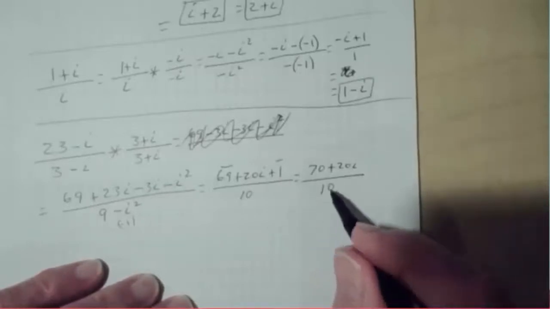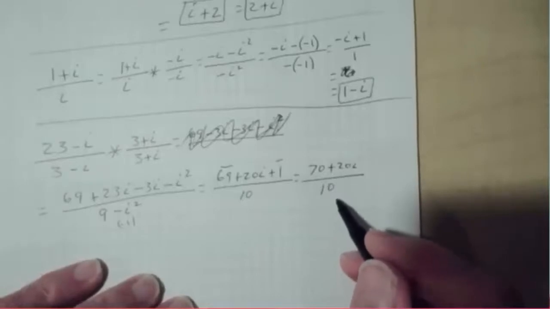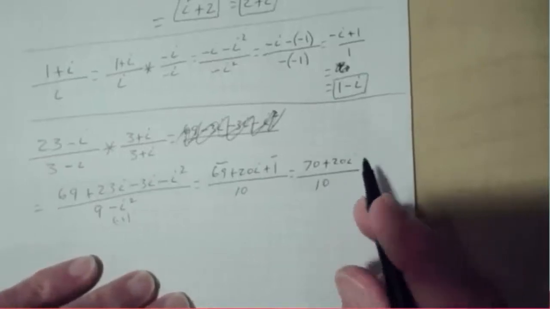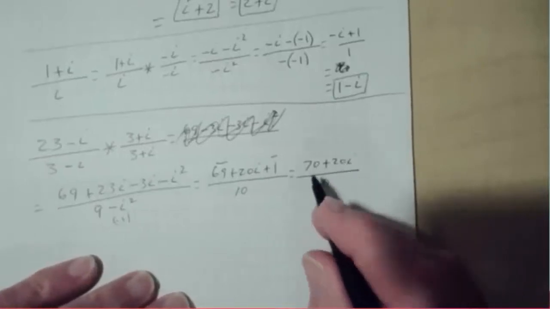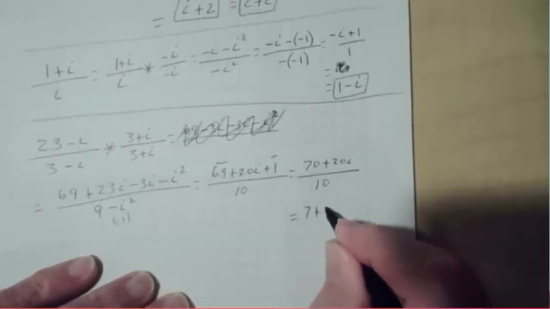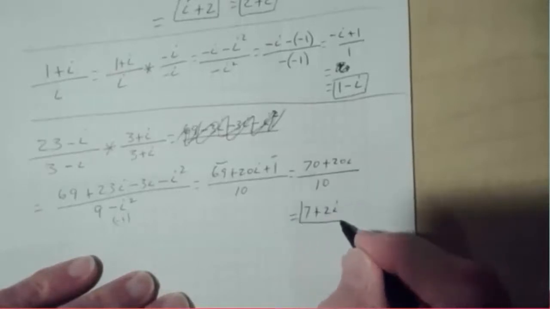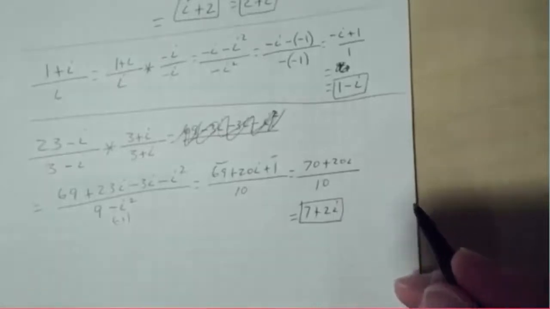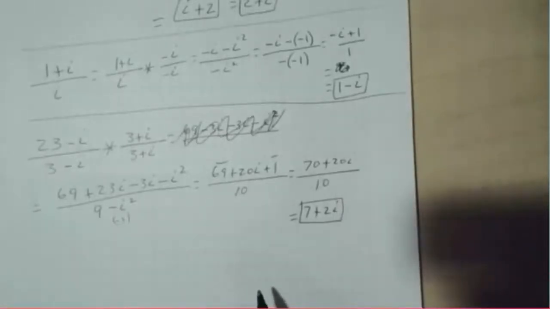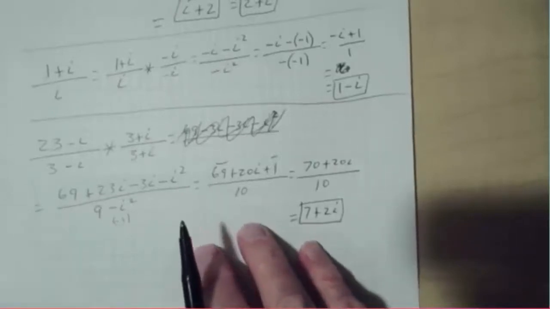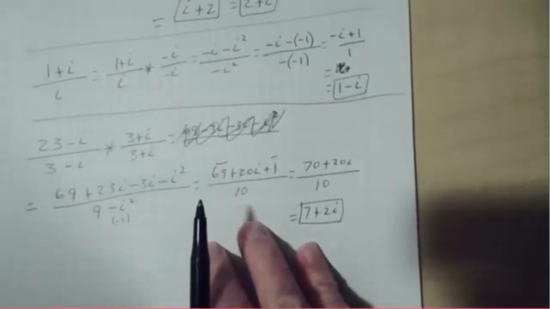69 plus 1 is 70 plus 20i divided by 10. Everybody okay with this? Okay. Now again, we have two terms up here, and they both have to be divisible by 10. If they're not, this is the answer. But they are divisible by 10. This is 7 plus 2i, right? Right.